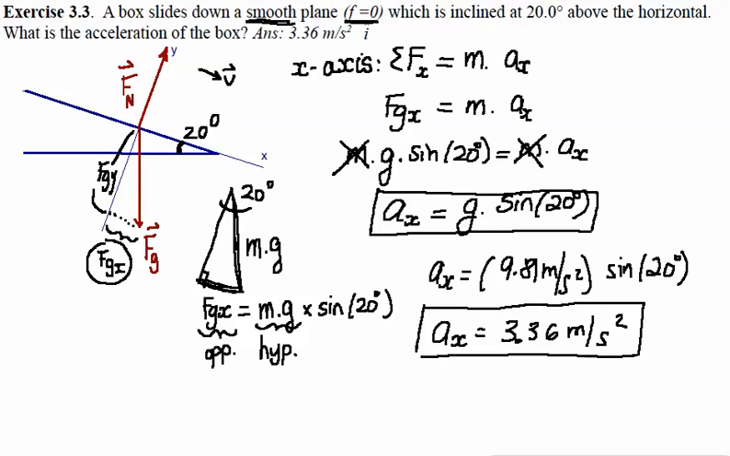Now the question was, what is the acceleration of the box? So I should provide an answer in the vector format. 3.36 meters per second squared to the right, I mean along the x-axis.